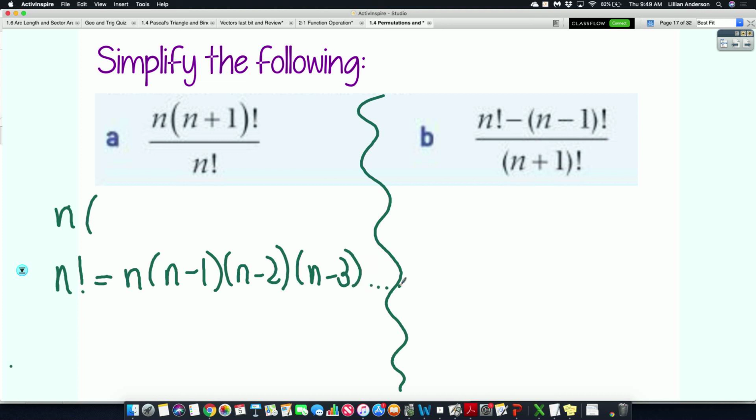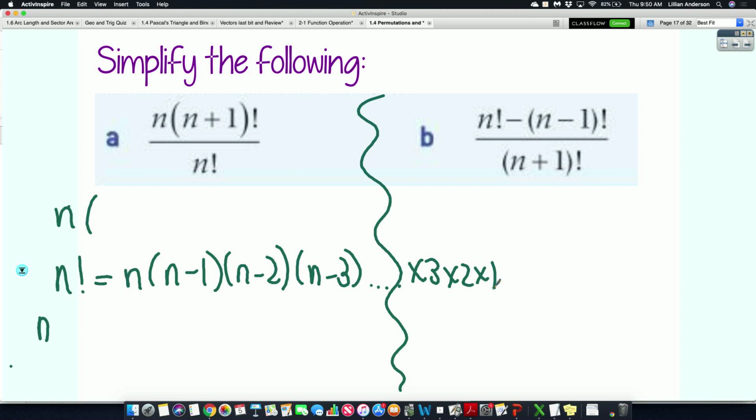Question: where do you end with n plus 1? You would go to 3, because at a certain point, whatever n is, you're going to get to the point where it's going to be 3 times 2 times 1. You're going to reach an end if you knew what n was. But in general, this is how you would represent it.